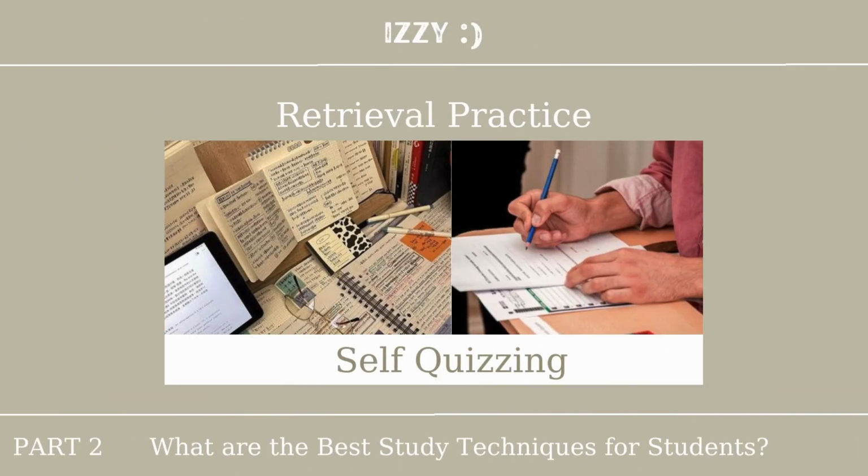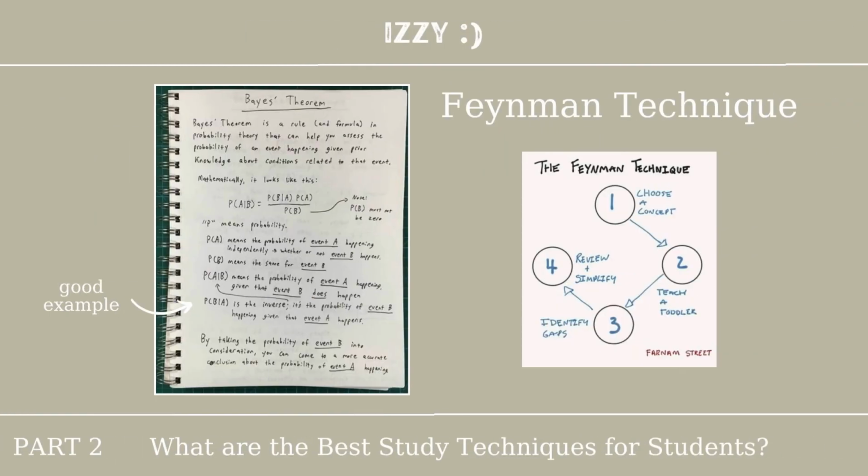Retrieval Practice. Retrieval practice is a learning strategy that involves actively recalling information from your memory. Instead of reviewing or rereading your material, you actively retrieve information from your memory through techniques such as self-quizzing, flashcards, or recalling concepts.